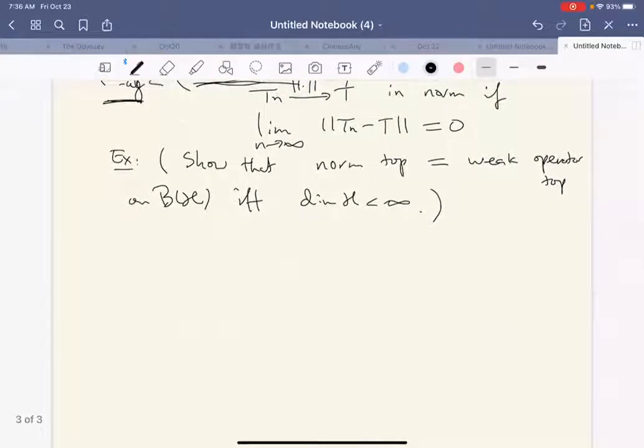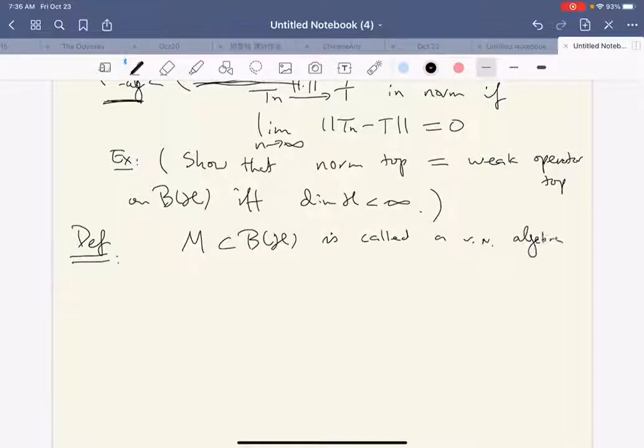Finally I'm ready to define the von Neumann algebra I was saying before. A von Neumann algebra: let's say M, a subset of B of H, is called a von Neumann algebra if the following conditions are true. First, the identity is in M, M is a star subalgebra, and M is weakly closed.